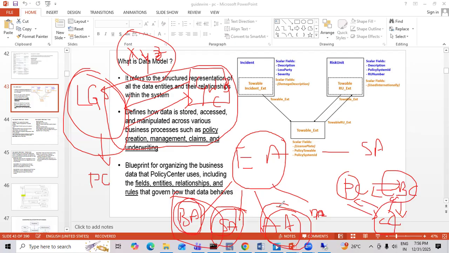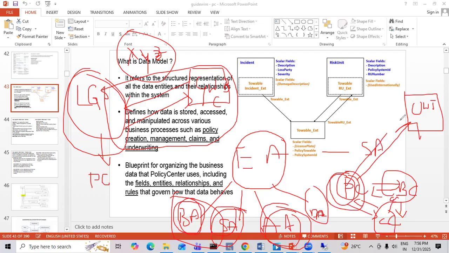Fourth point is called data architecture: how the data is flowing. For example, the customer has submitted the application. When the customer has submitted the application, this policy file should be accessed by the underwriting team. That means how the data is flowing from Policy Center to underwriting. Or else, for example, the customer has accepted the quotation that we have given. This data has to be accessed by the Billing Center, so that Billing Center will create the billing part.